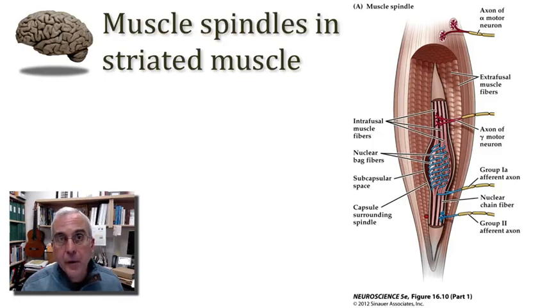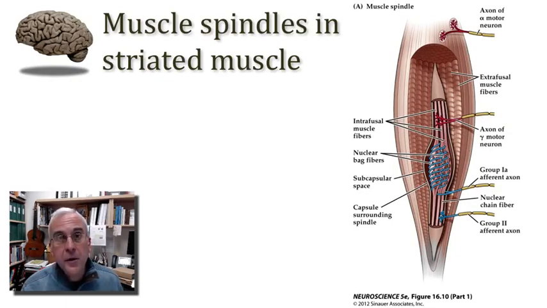There's also a motor supply to the contractile portion of the intrafusal muscle fibers, and this is from a small motor neuron that we find in the ventral horn of the spinal cord. This is called a gamma motor neuron. And we'll come back and talk about the critical role of the gamma motor neurons in adjusting the sensitivity of this muscle spindle to changes in the length of the muscle.